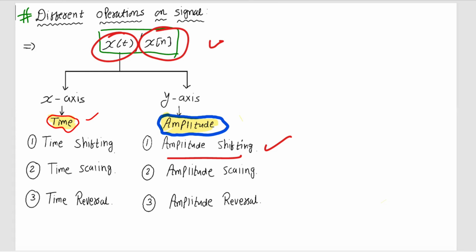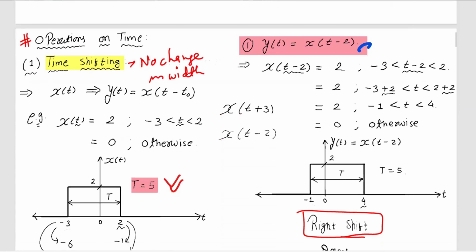Okay, so there are two types of operation. One is on the x-axis, that is the time axis, and another is on the y-axis, which is nothing but the amplitude axis. Correspondingly, the operations are time shifting, time scaling, and time reversal for the time axis. Similarly, for the amplitude axis, the operations are amplitude shifting, amplitude scaling, and amplitude reversal. Okay, now let us discuss one by one.